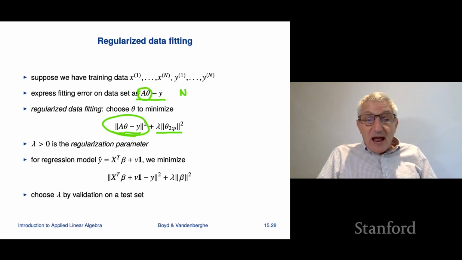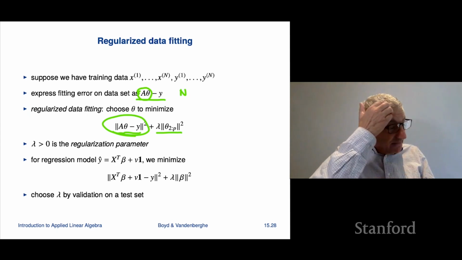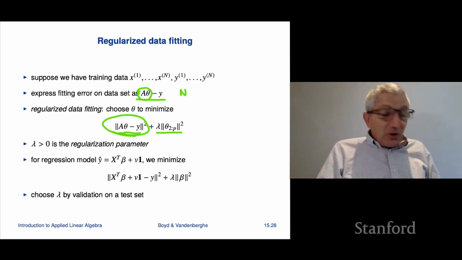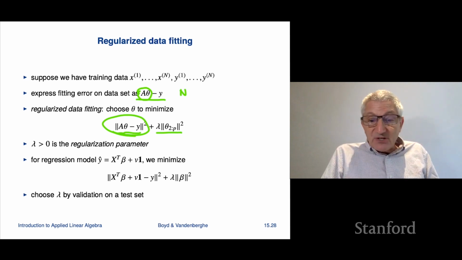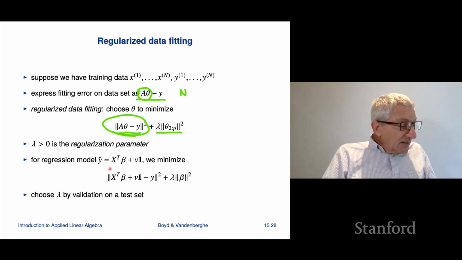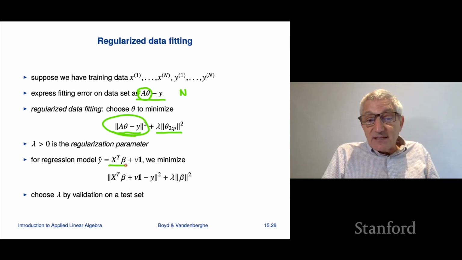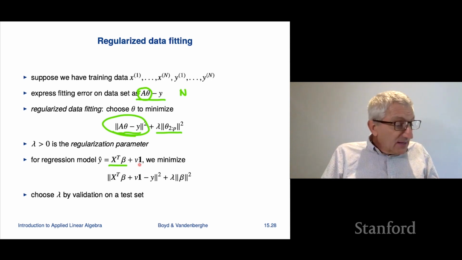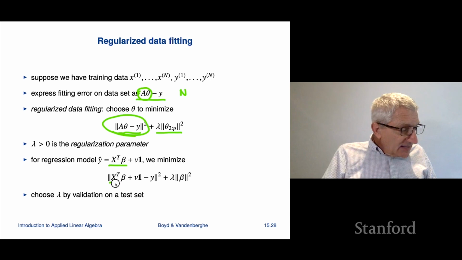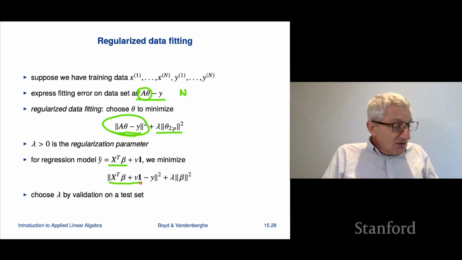We'll talk about how you would choose lambda in a minute. Now, for a regression model, this turns out to have a very simple look. It's simply y hat is explicitly x transpose beta, where X is the data matrix, plus nu times 1, that's the vector of all ones. And what we minimize is this, with that being the vector of y hats.